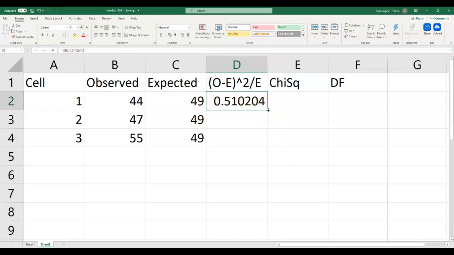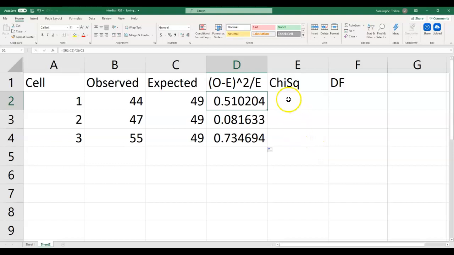That is my calculation for that particular value. And then what I need to do is update the other two cells. I need to calculate that particular value for all of them. For that, you can actually drag and drop.